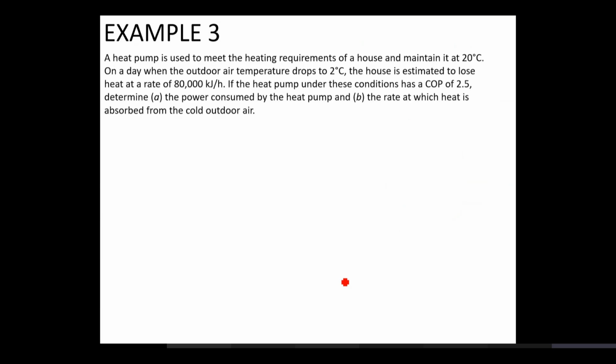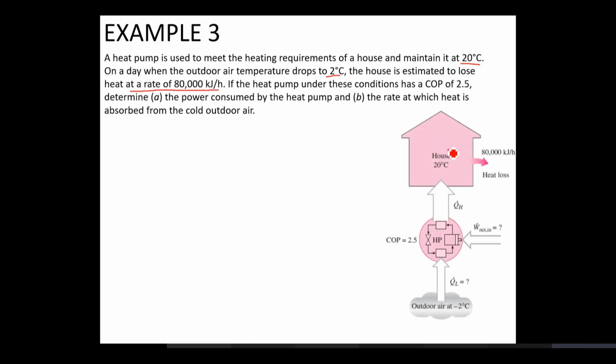Now, another example which is related to heat pumps. It says that a heat pump is used to meet the heating requirements of a house and maintain it at 20 degrees centigrade. On a day when the outdoor air temperature drops to 2 degrees centigrade, the house is estimated to lose heat at a rate of 80,000 kilojoules per hour. So your house is at 20 degrees centigrade, and when the outside temperature is 2 degrees centigrade or minus 2 degrees centigrade, the house is essentially losing heat at the rate of 80 kilojoules per hour.